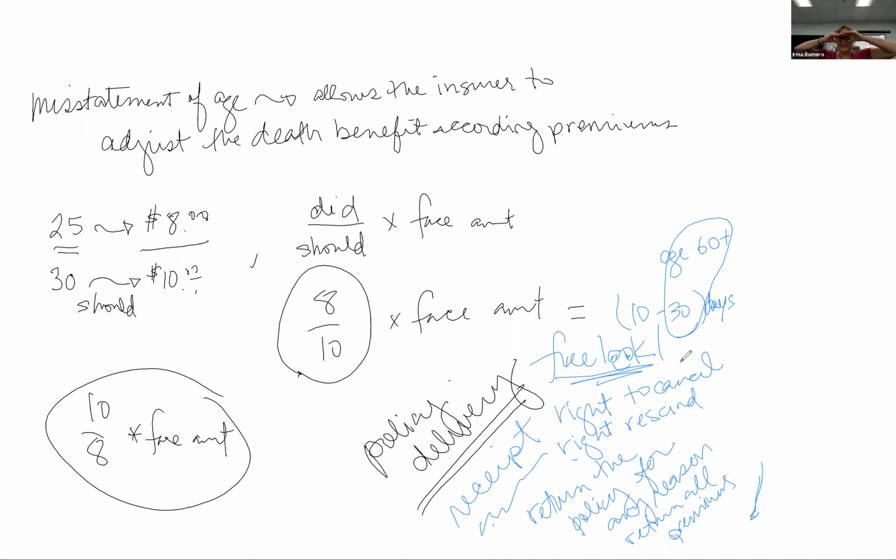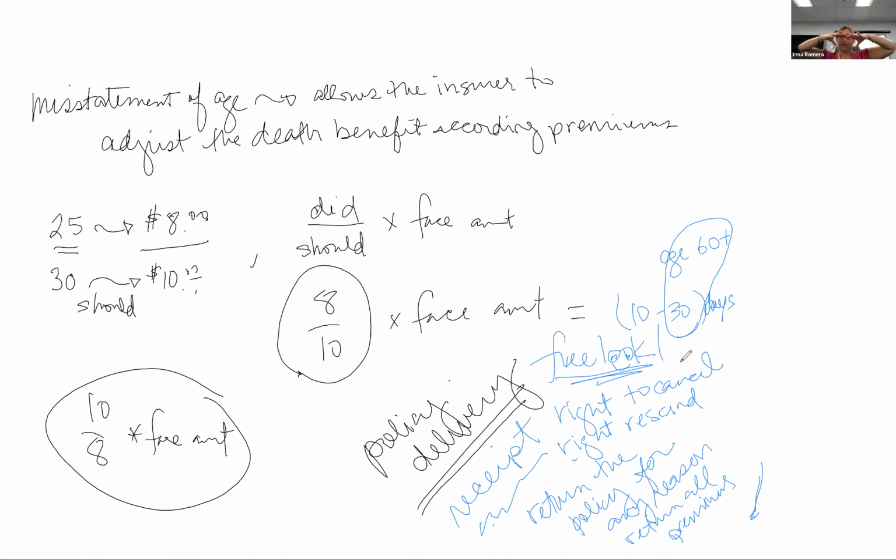So this is the free look. The free look allows the policy owner to return the policy for any reason. What reason? Any reason. Put your hands up. 10 to 30 days. How many days? 10 to 30 days. Put your hands out in front of you. What do you get back if you cancel? All the premium back. So I'm going to do it one more time really quick.